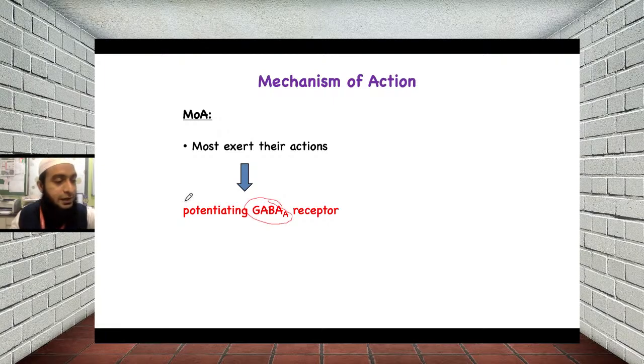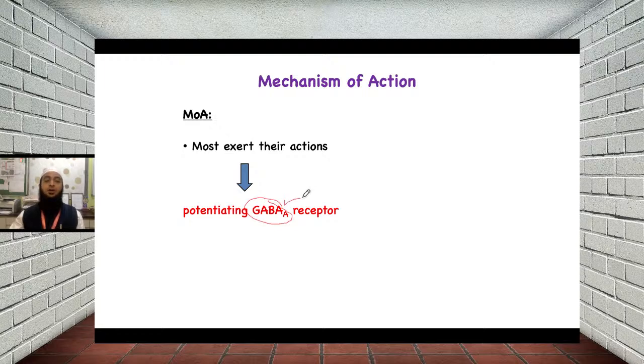Let's see who gives the answer, because we have studied this many times. Okay, very nice. I can see the answer coming in the comment box. It is an inhibitory neurotransmitter. Nice to see your answers in the comment box. So GABA is the inhibitory neurotransmitter. What it does, it potentiates the GABA A receptor.